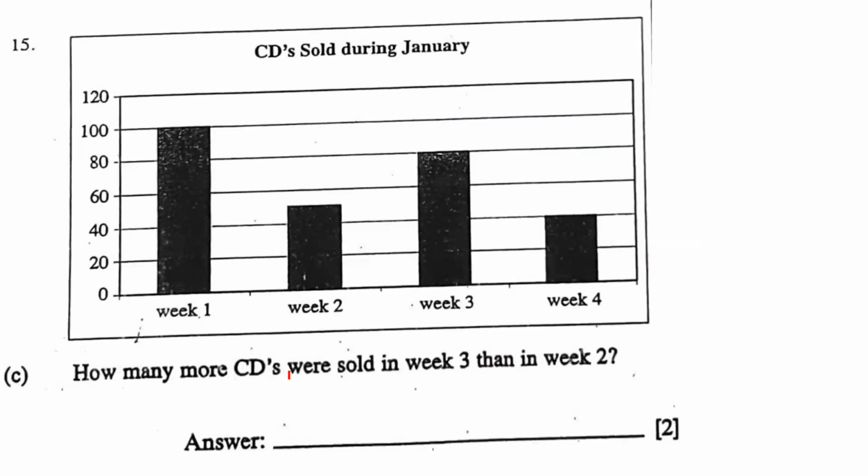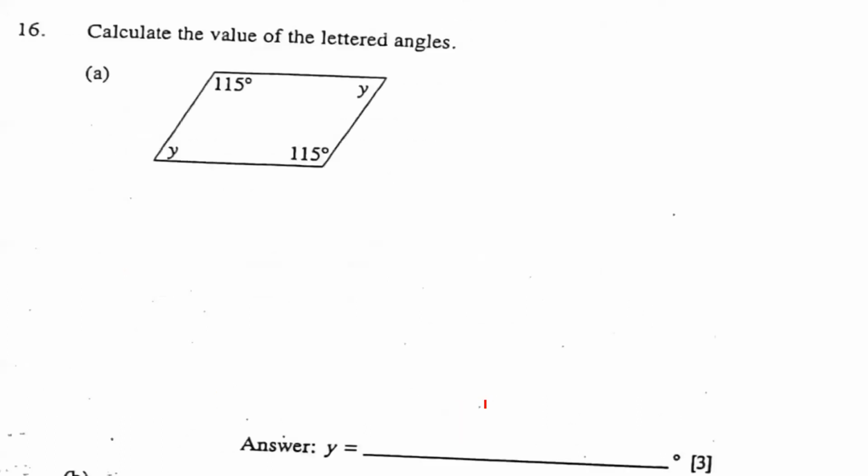It says, how many more CDs were sold in week 3 than in week 2? Well, in week 3, we sold 80 CDs. And in week 2, we only sold 50 because this is 0, 10, 20, 30, 40, 50. So half of that is going to be 50. So 80 minus 50 is going to be 30. So how many more CDs were sold in week 3 than in week 2? The answer is 30. Let's move on to question number 16.